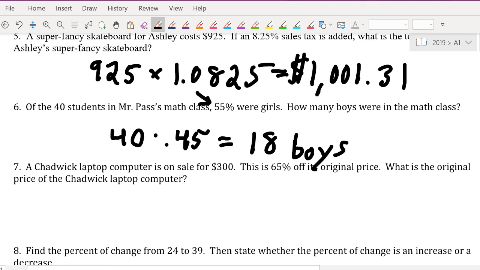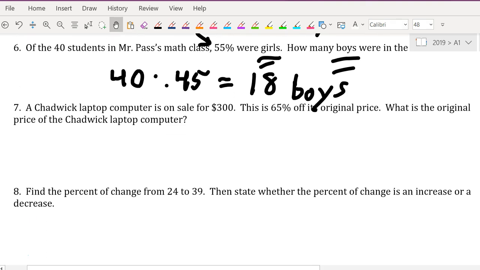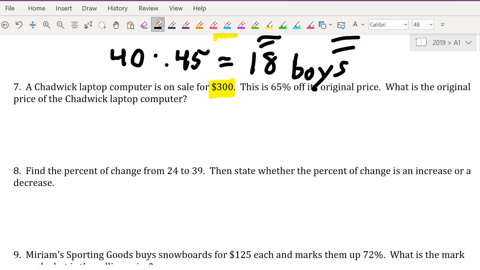Well, like I was just saying, 0.55 is the amount of girls, but they're not asking for the number of girls, they're asking for the number of Minecraft boys. Okay, Minecraft boys. Demonetized. Alright, that's funny.